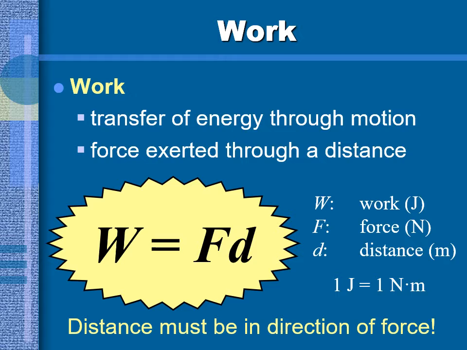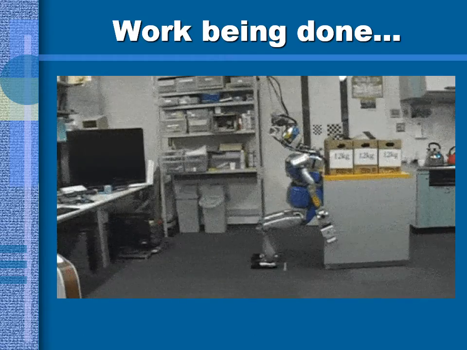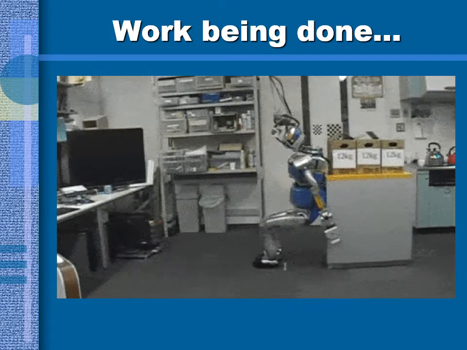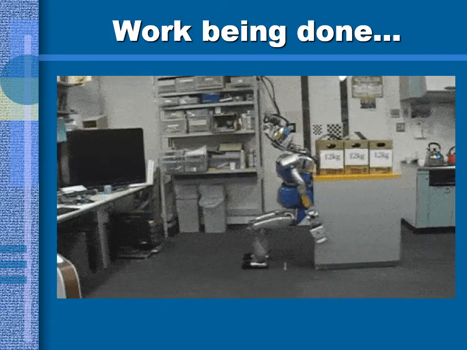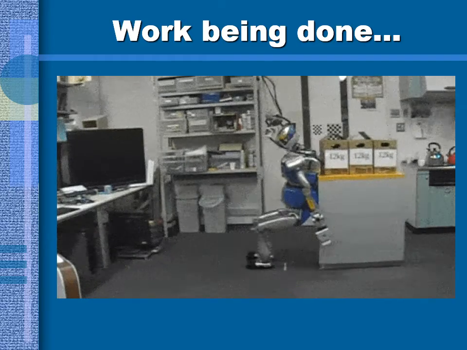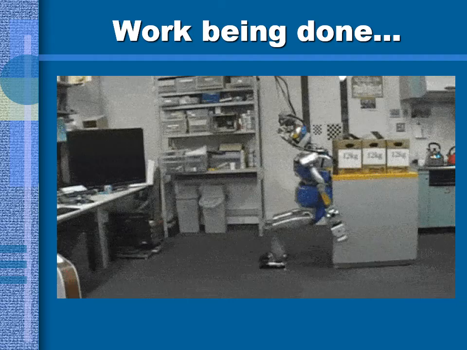So think about pushing a box across a room. You're applying a force as you push it across the room, and therefore you're changing it from a stationary state to a moving state. You are creating kinetic energy. You are creating energy in doing that. We'll talk more about energy later. So this is an example of work being done. Notice that the force is in the same direction as the motion. The robot is pushing to the right and the crate is moving to the right.